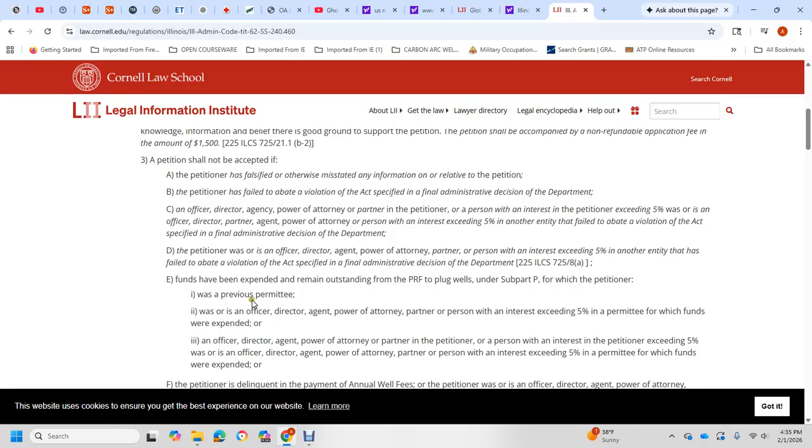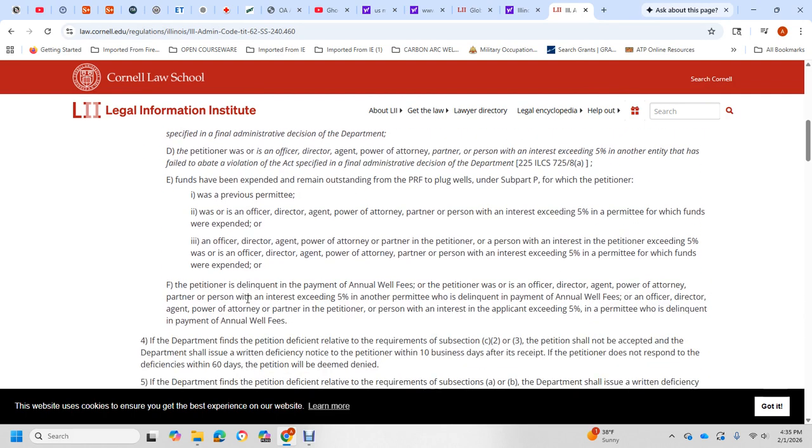Funds expended from the PRF to plug a well under subpart P, with the petitioner of the previous permit being an officer, director, agent, power of attorney, partner, or person with an interest of 5% in the permittee for which the funds were expended.